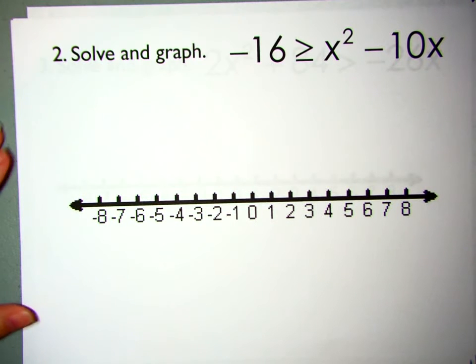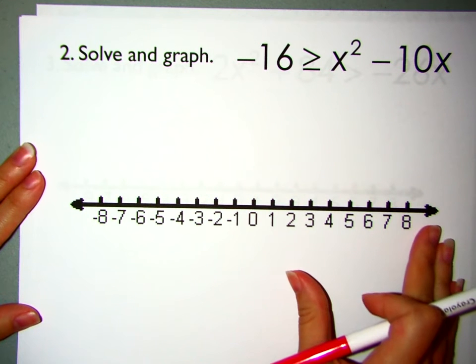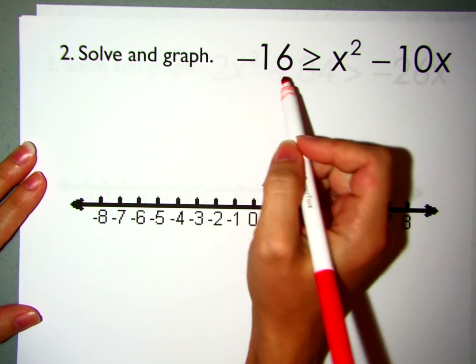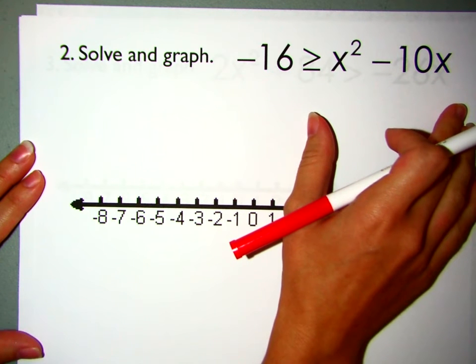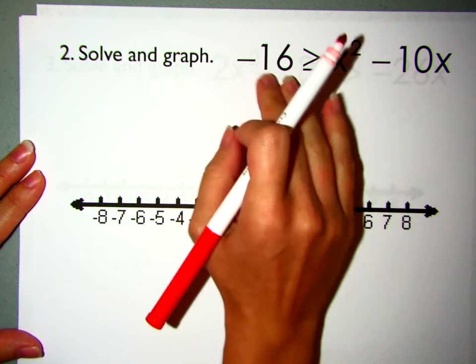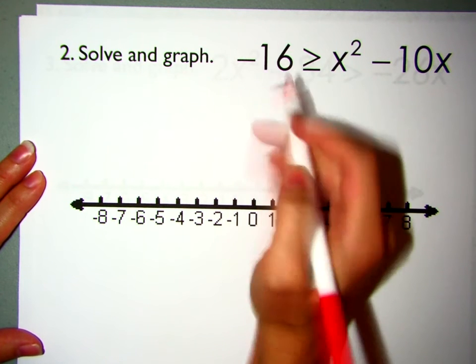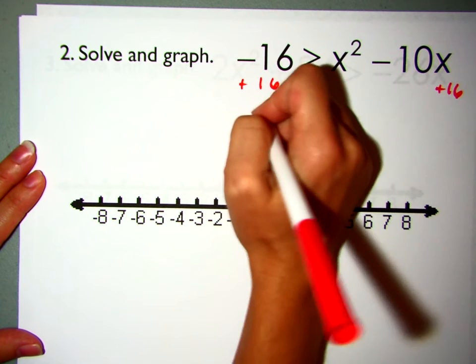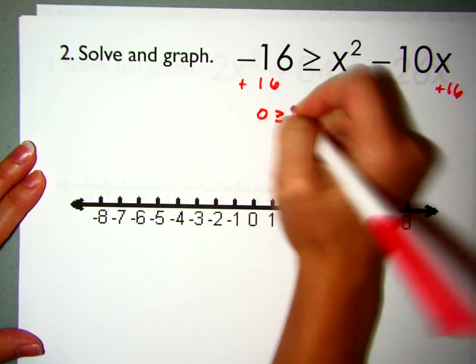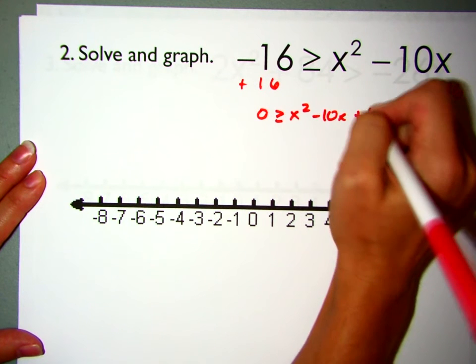This lesson is on quadratic inequalities. Whenever you're solving with a number line or solving algebraically, remember that you're going to want to solve this almost like by factoring, or getting it so that it's in standard form. This is not in standard form. Our constant is in the wrong place. So we're going to first start by adding 16 to both sides. So we get 0 is greater than or equal to x squared minus 10x plus 16.